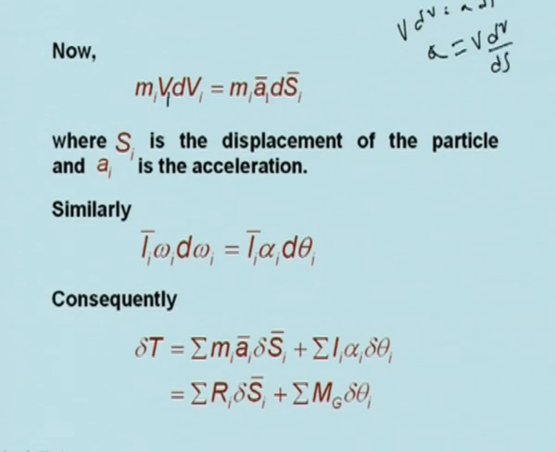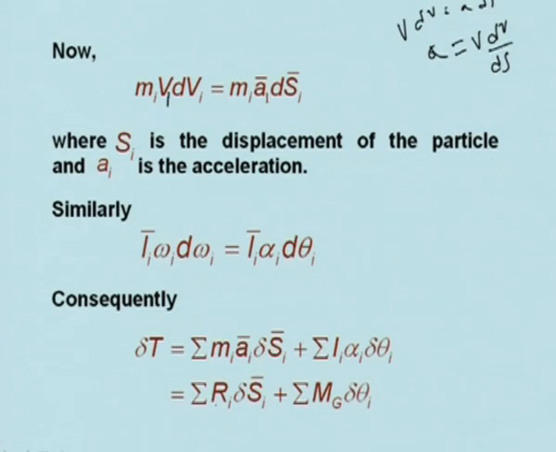We make use of that relation for each particle, because this is a simple kinematic relation, where si is the displacement of the particle and ai is the acceleration. Similarly, I omega I d omega I can be written as I alpha I d theta I, where alpha I is the angular acceleration. Consequently, we get delta T equal to sigma mi ai delta si plus sigma I alpha I delta theta I.